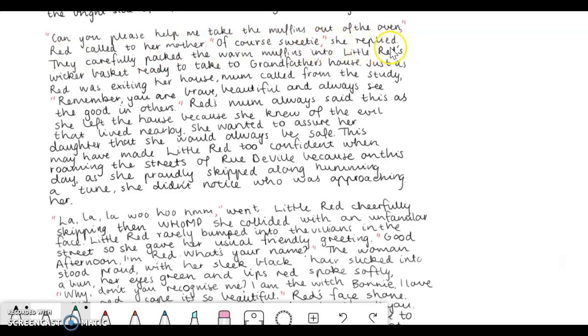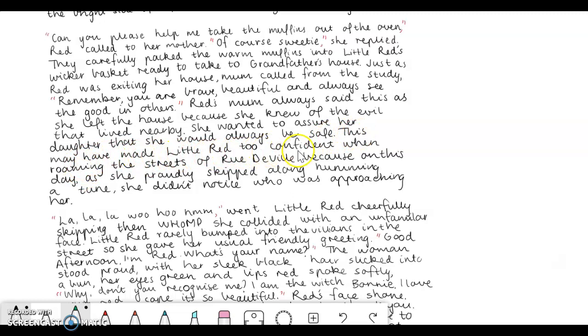Of course, sweetie, she replied. They carefully packed the warm muffins into little Red's wicker basket, ready to take to her grandfather's house. Just as Red was exiting her house, Mum called from the study. Remember, you are brave, beautiful, and always see the good in others. Red's mum always said this as she left the house because she knew of the evil that lived nearby. She wanted to assure her daughter that she would always be safe.